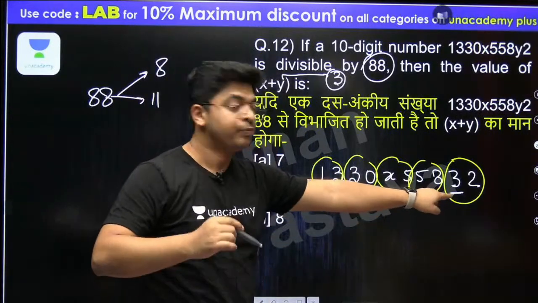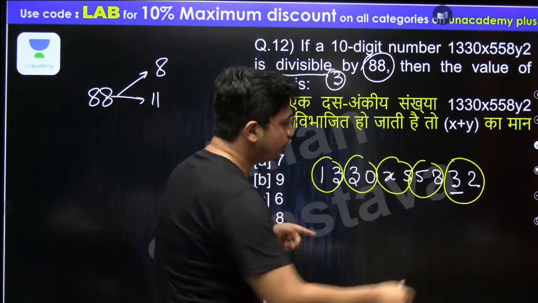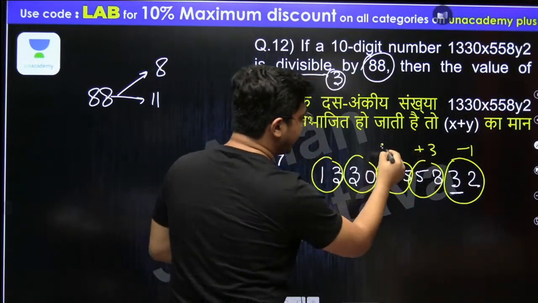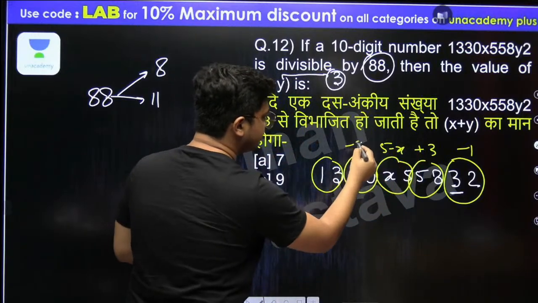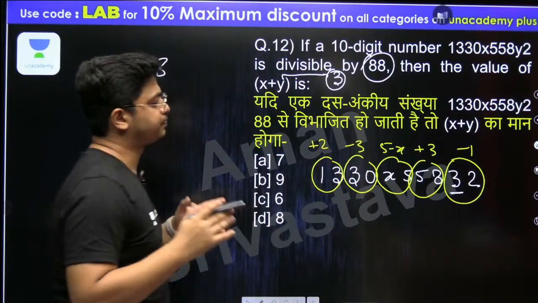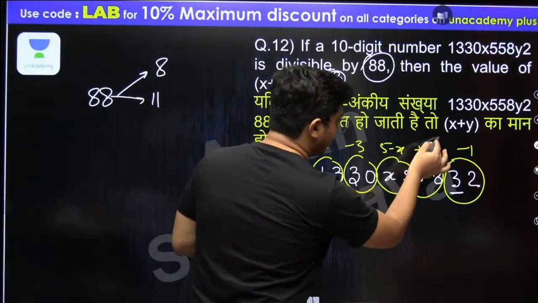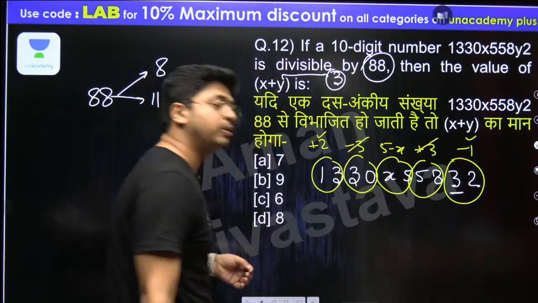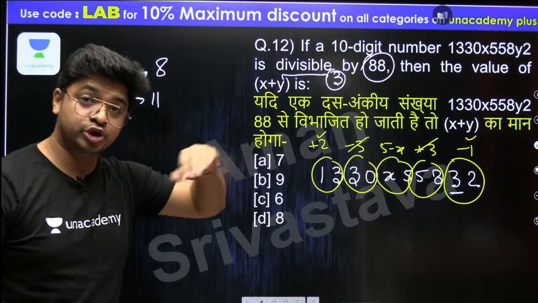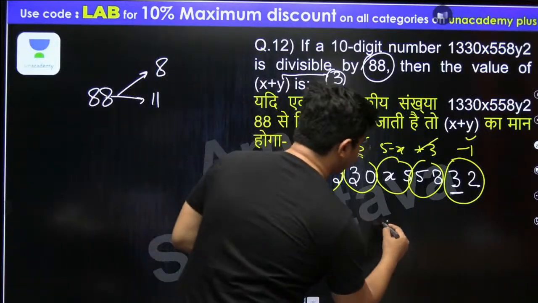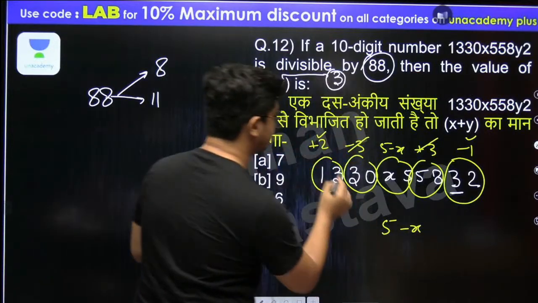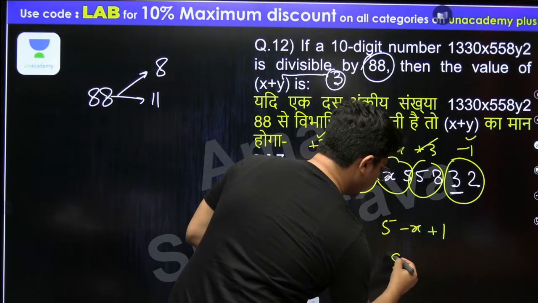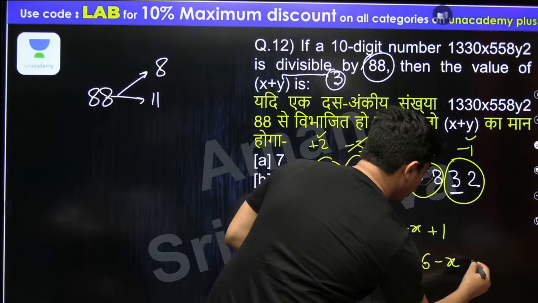So if I look at this one, the right digit, that is the 2 here. So 2 minus 3 is minus 1, 8 minus 5 is plus 3, 5 minus x, 0 minus 3, 3 minus 1 is plus 2. Now, how to do this? Simple. Cross it out, right? Now, 2 minus 1 is equal to plus 1. And now what we have is 5 minus x, and 2 minus 1 is plus 1. So 5 and 1 is 6. 6 minus x should be equal to 0.